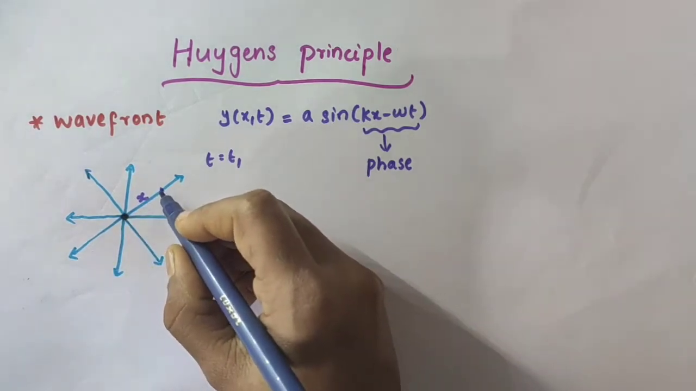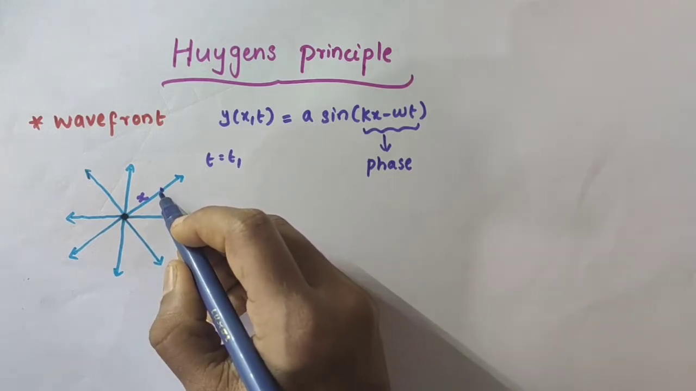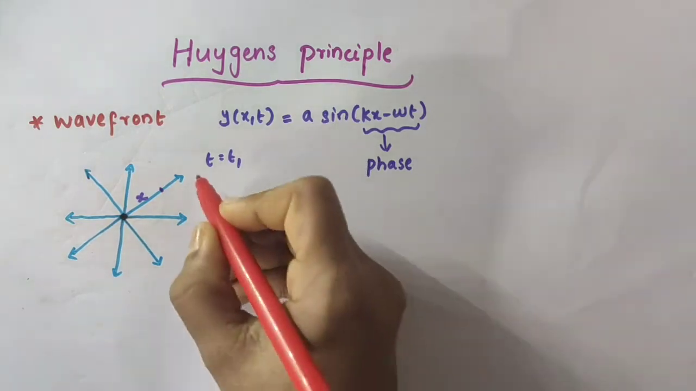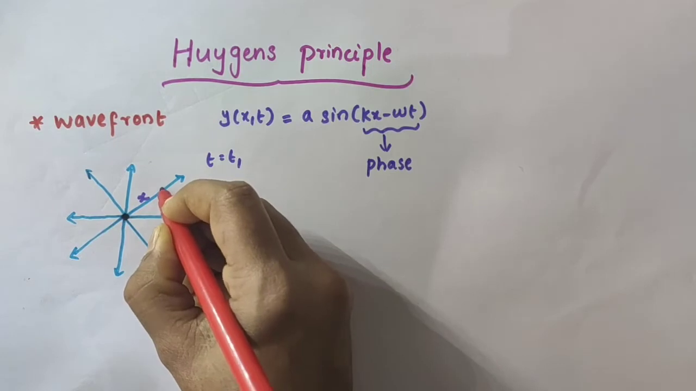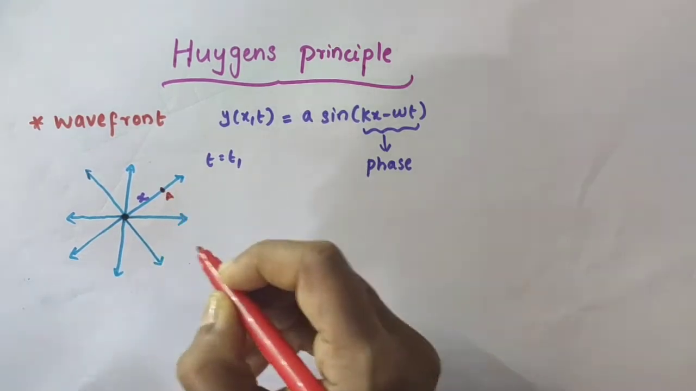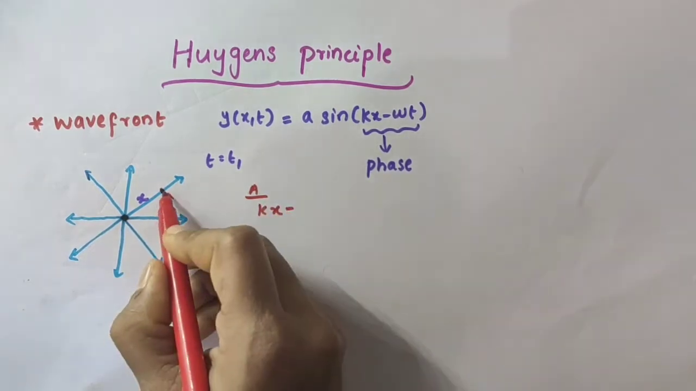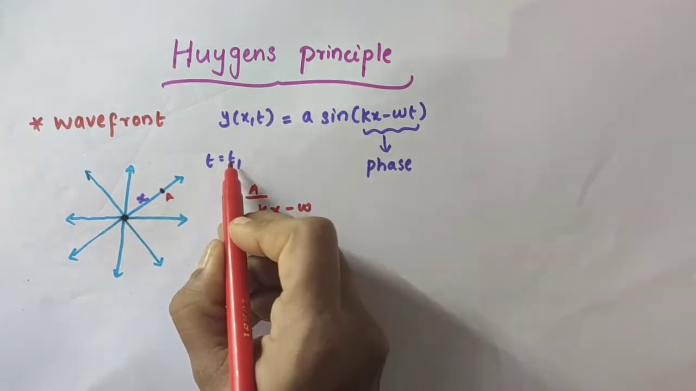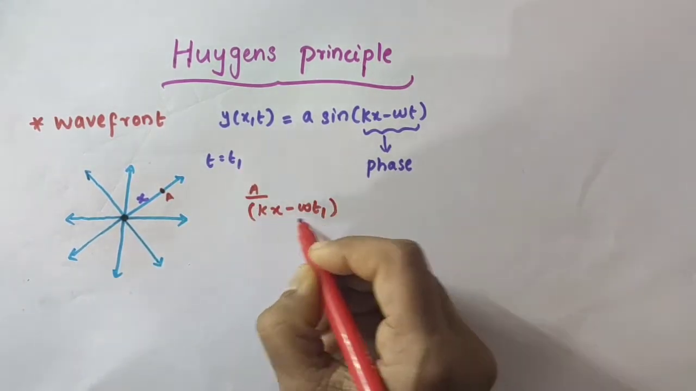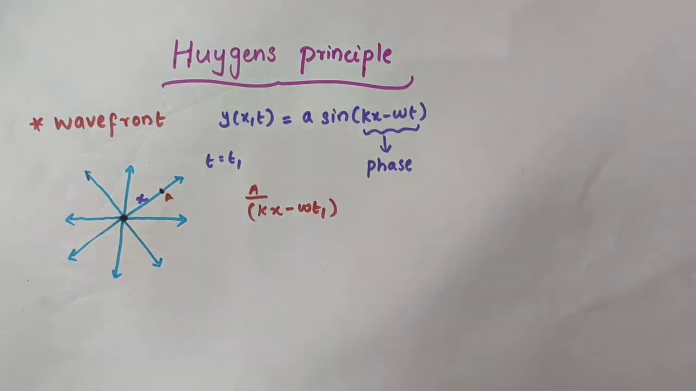So what about the phase at this point? This kx minus omega t is the phase, no? I am taking this point as A. So the phase at the point A is kx, because this point is x distance away from the point of impact, minus omega times t1, since t equals t1. So kx minus omega t1 is the phase of the wave at this point A.